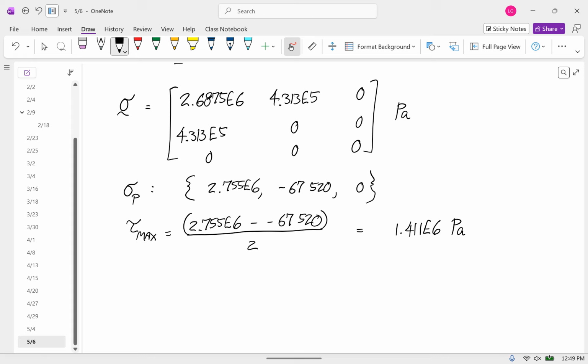Under what conditions would this be a useful thing to tell you whether something was going to break? What kind of material, what sort of traits of a material would make this useful in predicting whether it would break?